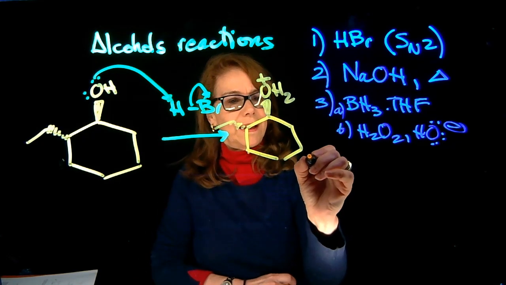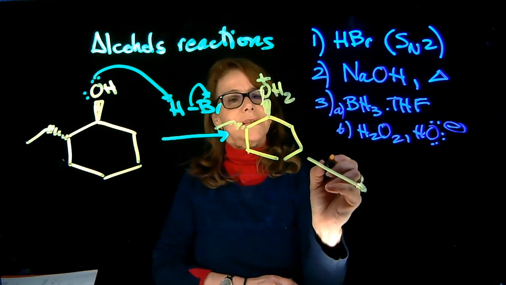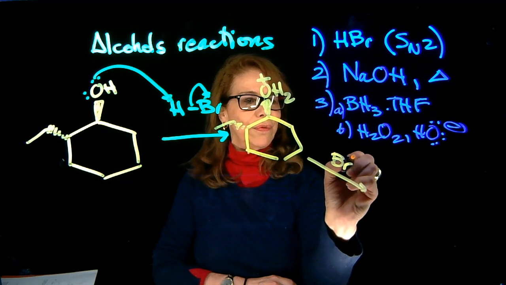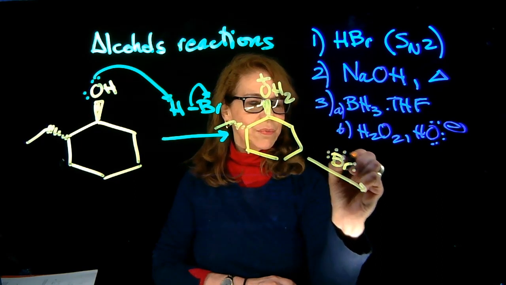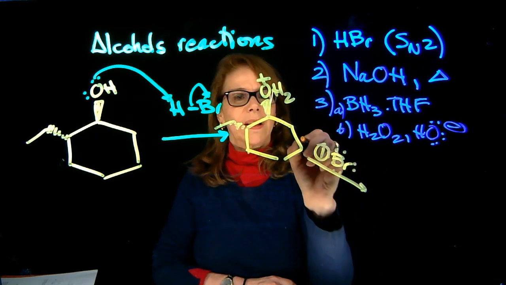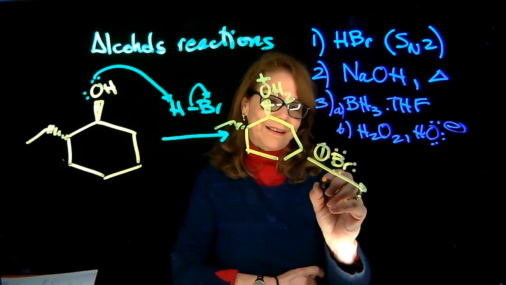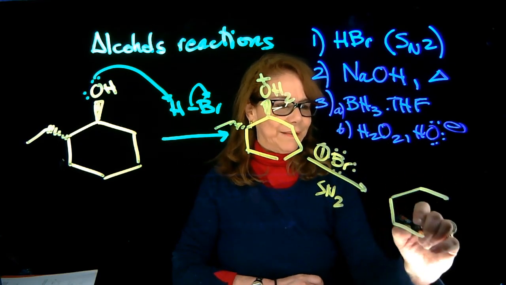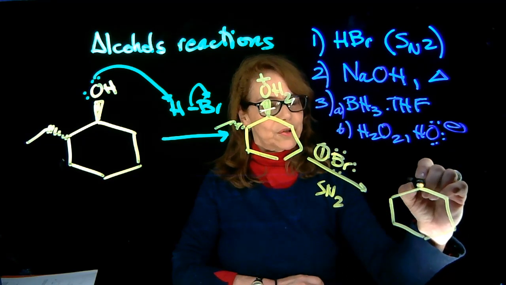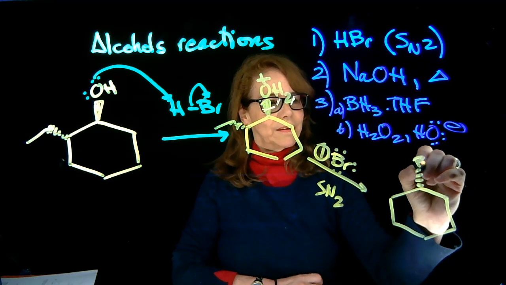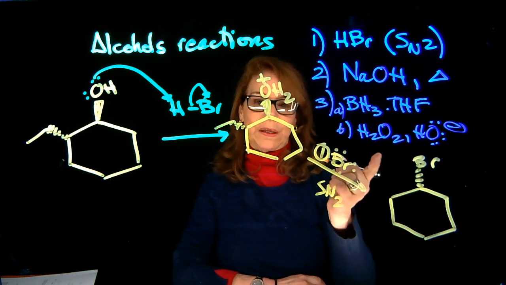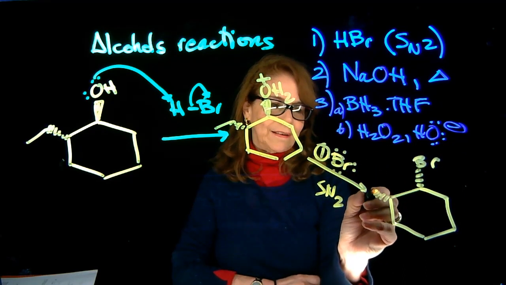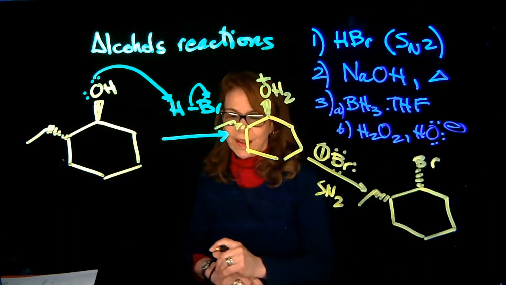Next, this is an SN2 reaction, so your nucleophile is going to be bromide. Because it is an SN2 pathway, you're going to have an inversion of configuration. So now I am going to write this: bromine is going to be on dash, and this is going to be on dash as well.